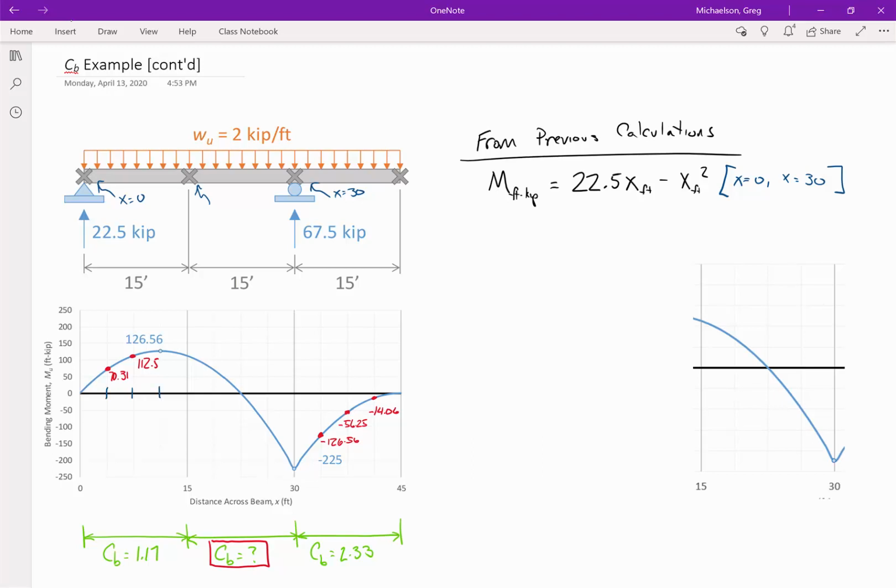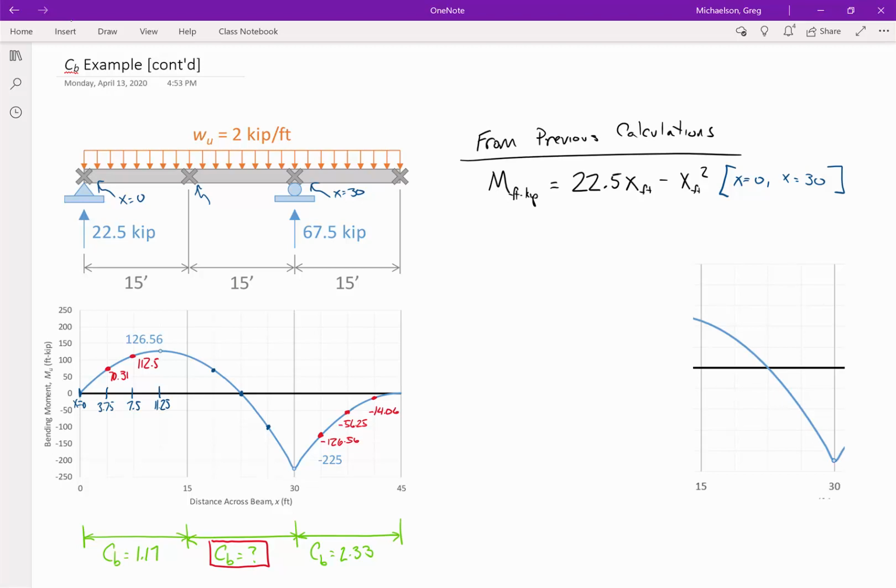So let me remind everybody that over here at the support, this is x equals 0, and x equals 0 goes from there. So this is 3.75, 7.5, 11.25. The reason that's relevant is because now we have to look at this central segment, and we need to compute moments right here, right here, right here at our quarter points. And then we're also going to have to determine M max. So the first thing I ought to do is determine those quarter point x coordinates.